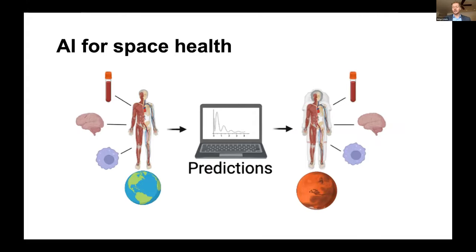Here's the overarching goal of using AI for space health. Can we take a person here on Earth, get some data from them, feed it to some AI/ML, and then predict how they're going to respond to long duration space missions and living on Mars? Obviously, this is a problem because there's very limited data for astronauts in particular, and analogs are analogs at the end of the day. So we're working right now on making these models count with some different data and then building on top of them.